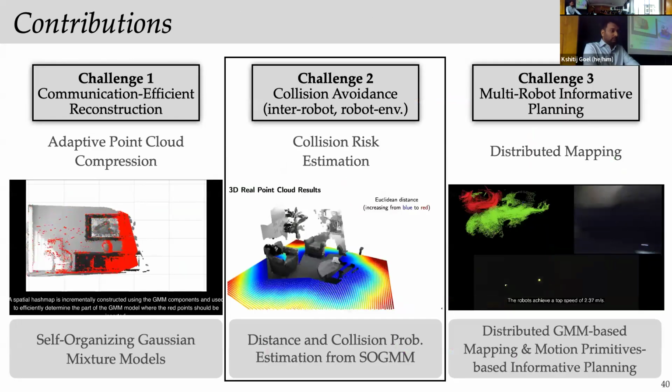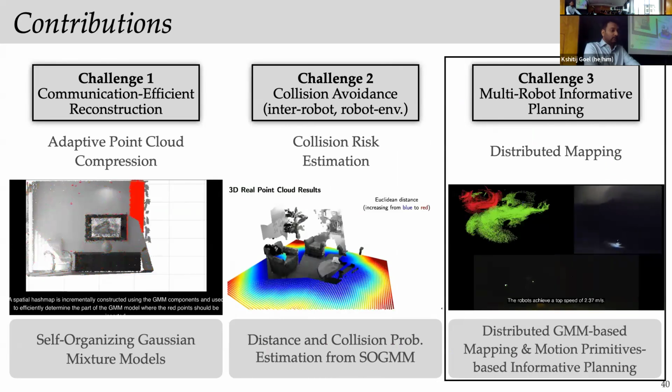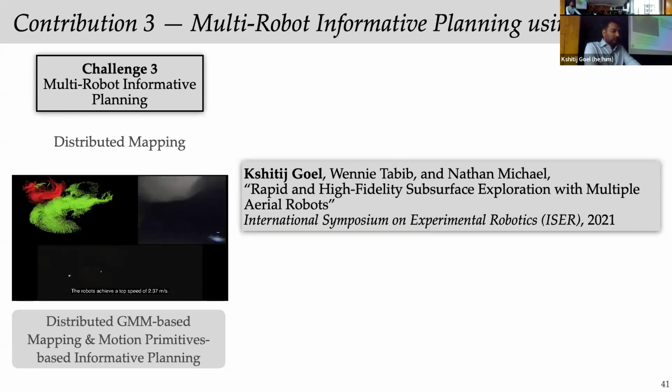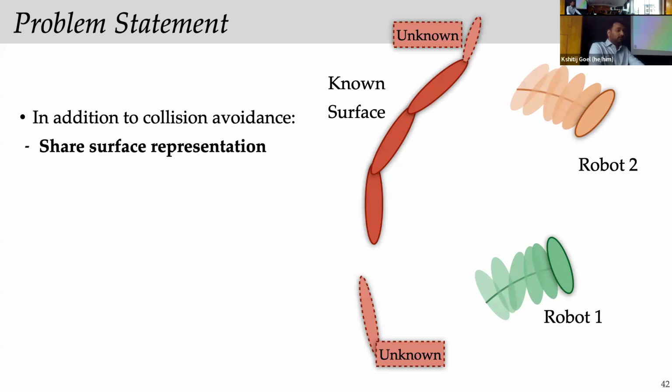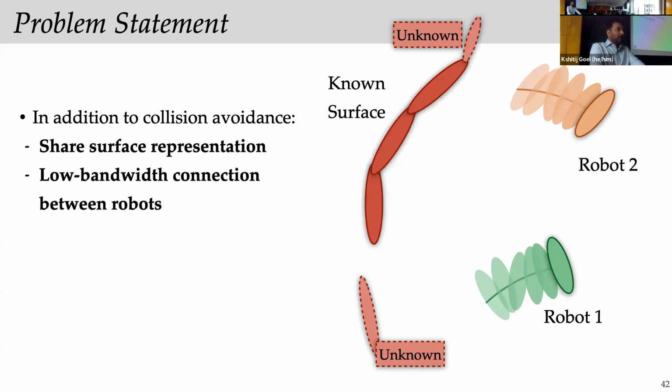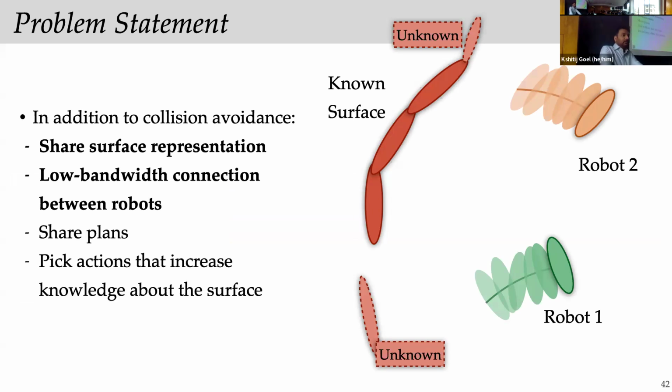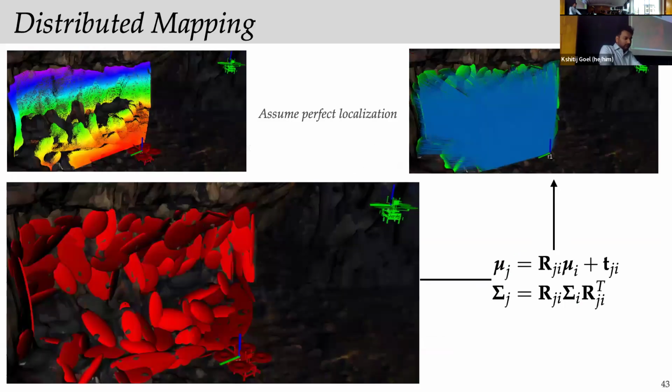That was contribution 2. So we now move to the third contribution of this thesis, which is towards enabling distributed mapping using GMMs, and then using those distributed maps for multi-robot informative planning. In this case, in addition to the collision avoidance problem, we have to share representations between the robots over potentially low bandwidth communication channels. We also have to share plans amongst the robots to perform collision avoidance, and then pick actions that increase the knowledge about the surface in the environment.